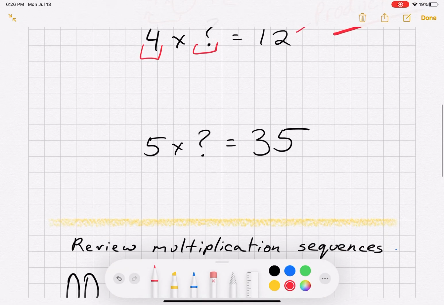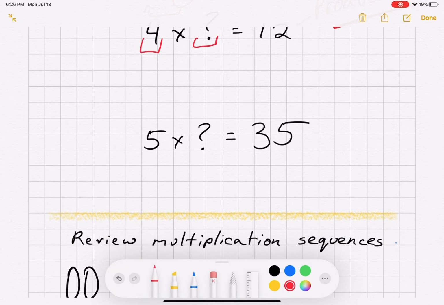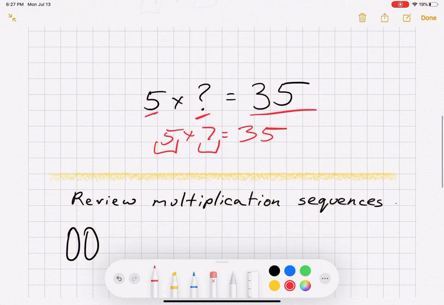All right, so let's try this with 5 times something equals 35. So 35 is the product, 5 is what we're skip counting by, and the question mark is the multiplier that we're looking for. So how many times you've multiplied that number by. So you start at 5, 5, 10, 15, 20, 25, 30, 35. So how many fingers do you have up? Hopefully you said 7, and that's the multiplier. That's how many times you're going to skip count by 5s.